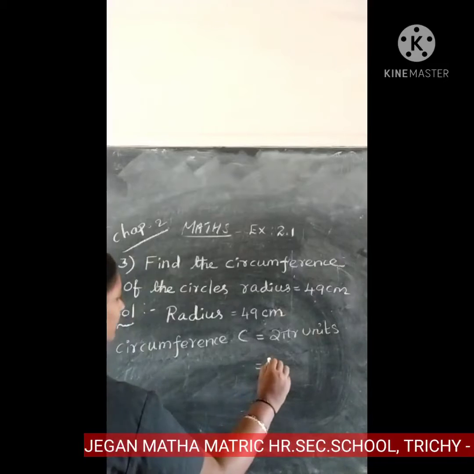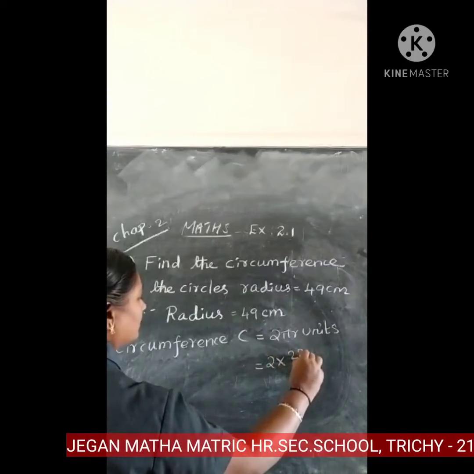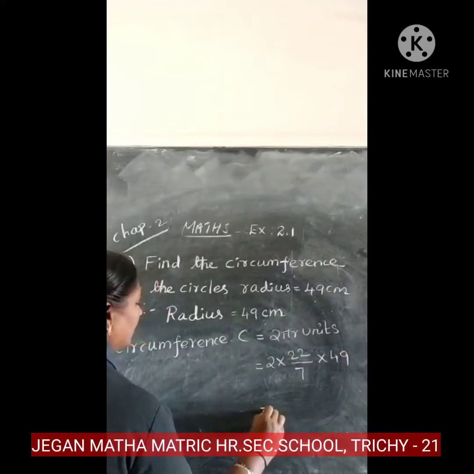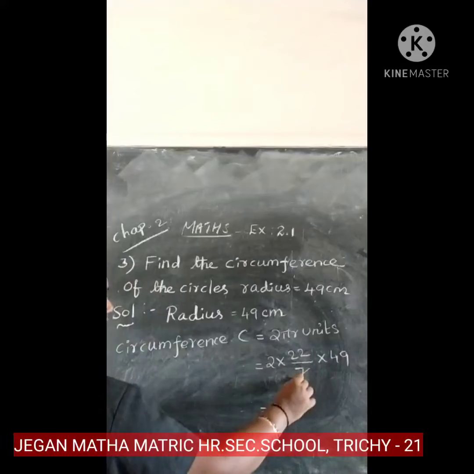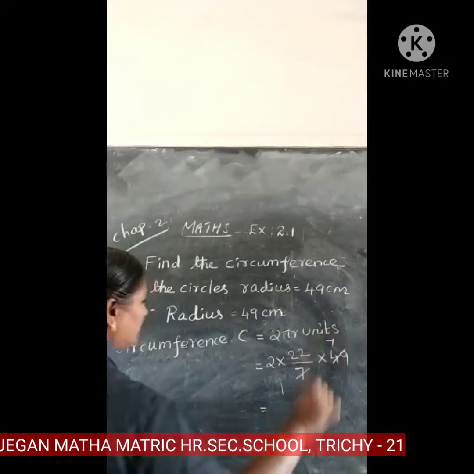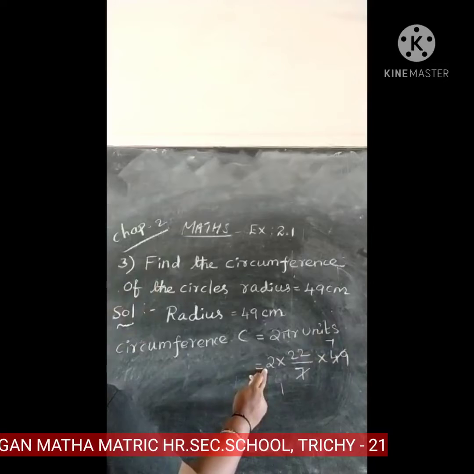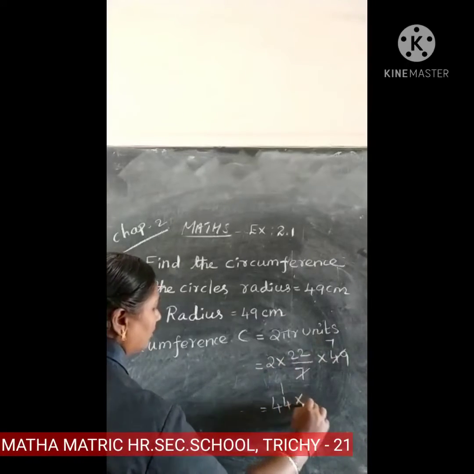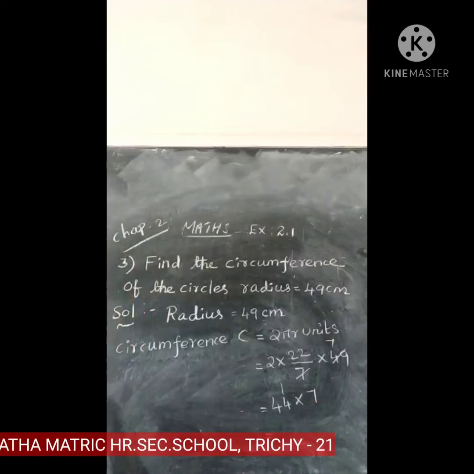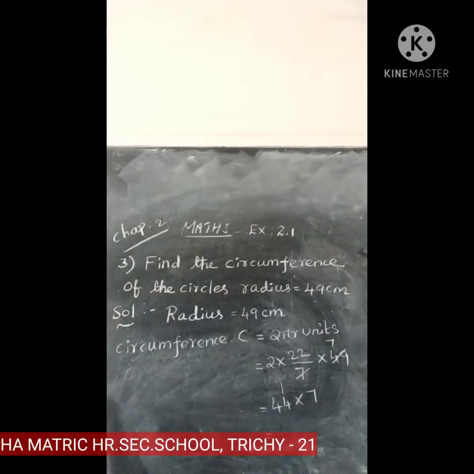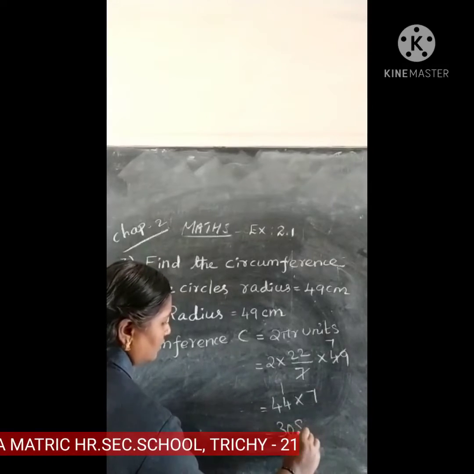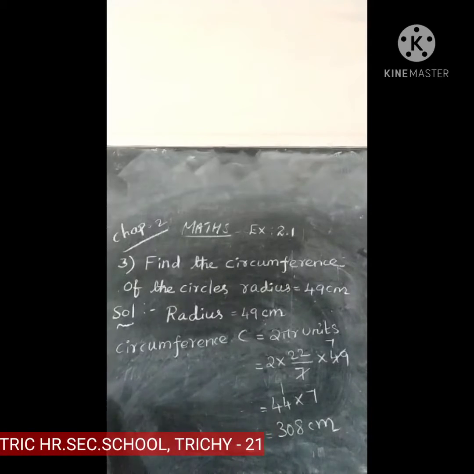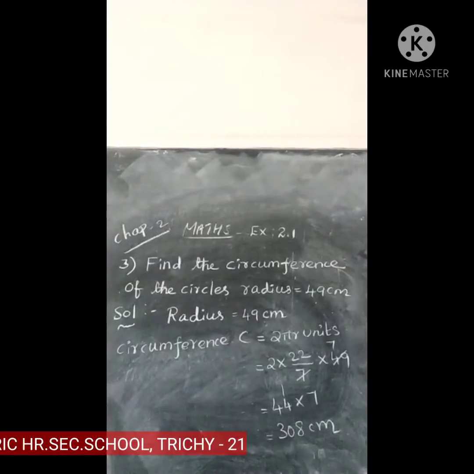Here 2 multiplied with the value of pi, 22 divided by 7, multiplied with radius 49. Here simplify using the 7th table: 1 7s are 7, then 7 7s are 49. So multiply the three numbers. 2 multiplied with 22, we have 44, multiplied with 7. So 44 multiplied with 7, we have 308 centimeter. So for the radius 49 centimeter in this sum, we find the circumference 308 centimeter.